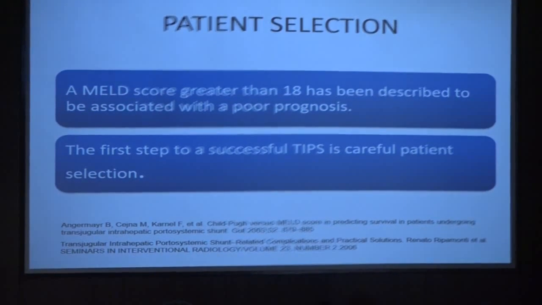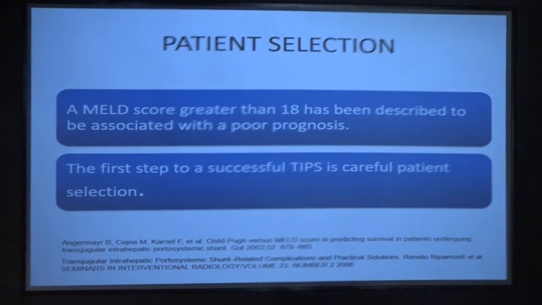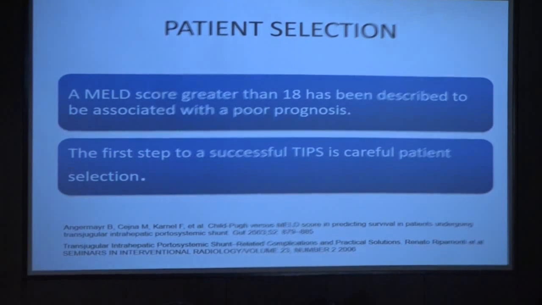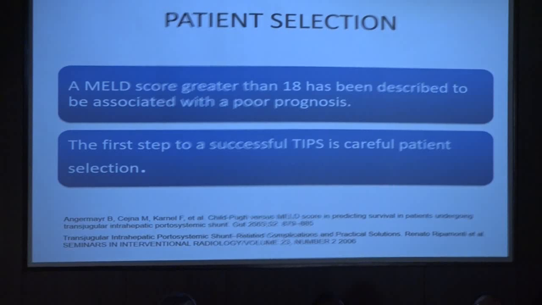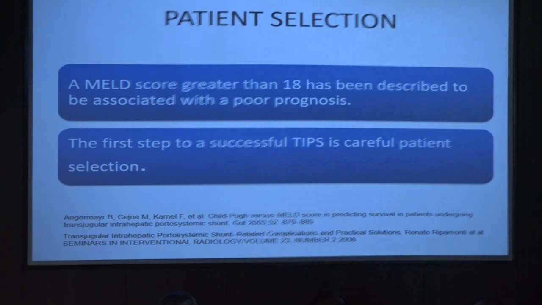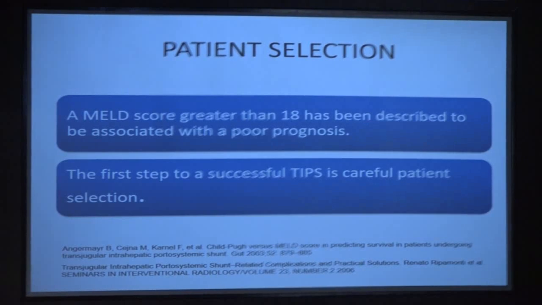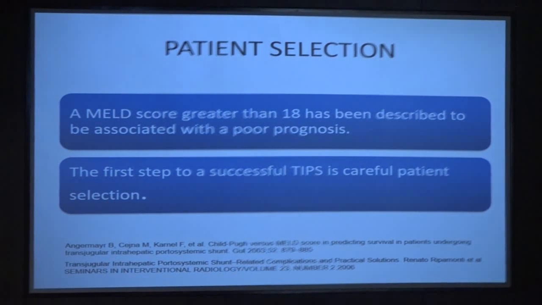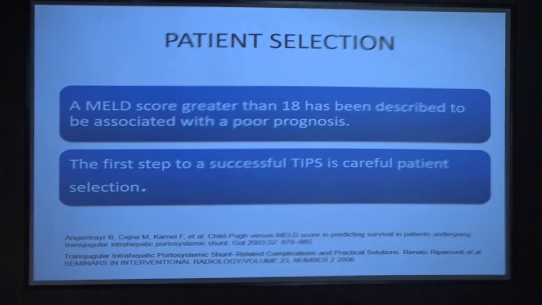Coming to the patient selection, it's believed if the MELD score is more than 18, the outcome is not very great with TIPS. And the first step, as mentioned, for a good TIPS outcome is good patient selection. So we need to look at the basic parameters of the patient before taking up the patient for the procedure, and accordingly, good counseling for the family should be done, briefing them about what the outcome of the procedure may be.